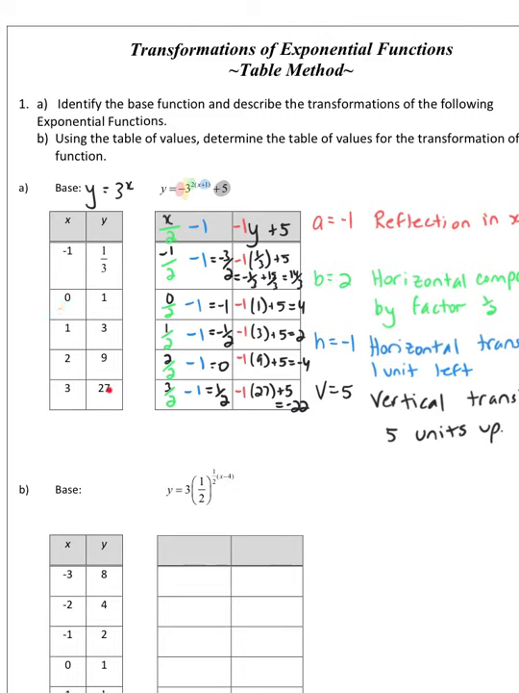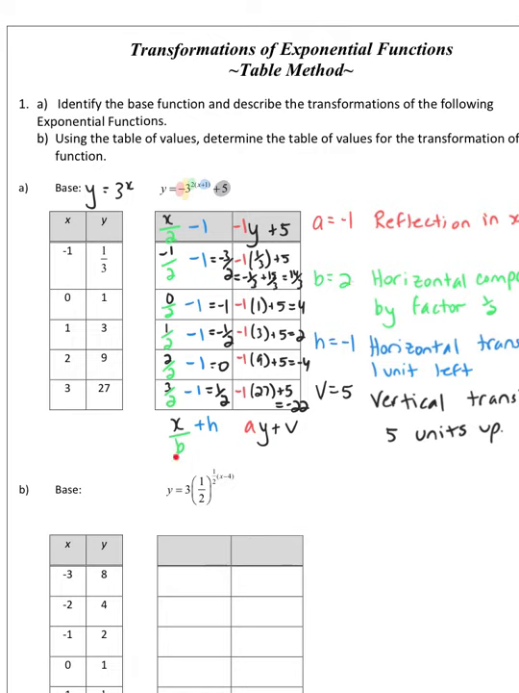So again, the first table are the x and y coordinates for your base function. The second table are your x and y coordinates for your transformation function. And we get these new x and y's by applying a, b, h, and v to your original points. And remember, in general, x is being divided by your b value because b is the opposite. So here when b was 2, we're actually compressing by a half.